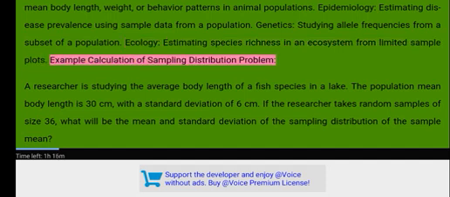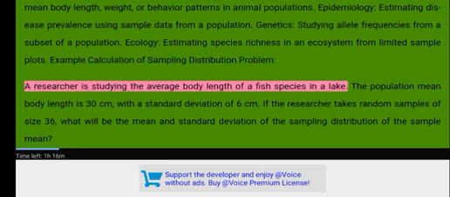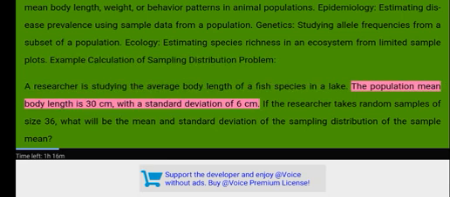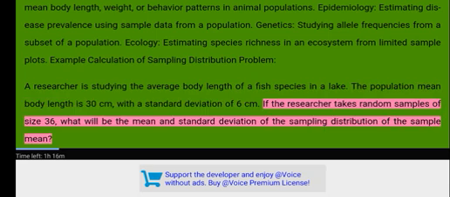Example calculation of a sampling distribution problem. A researcher is studying the average body length of a fish species in a lake. The population mean body length is 30 centimeters, with a standard deviation of 6 centimeters. If the researcher takes random samples of size 36, what will be the mean and standard deviation of the sampling distribution of the sample mean?